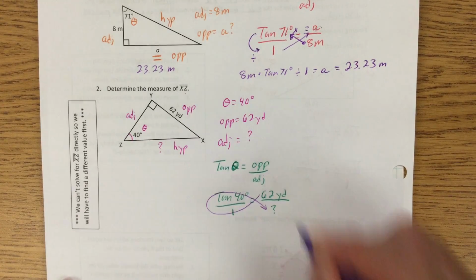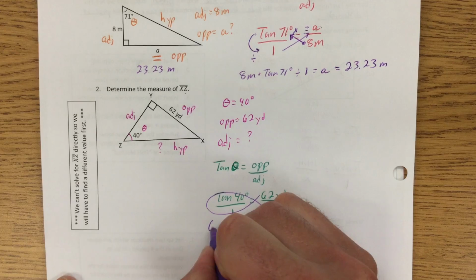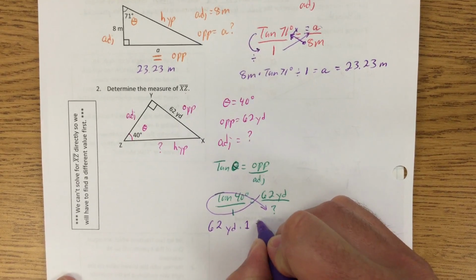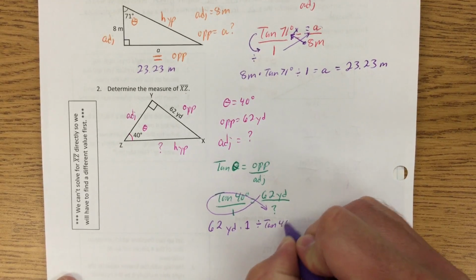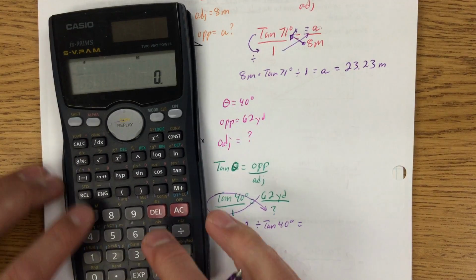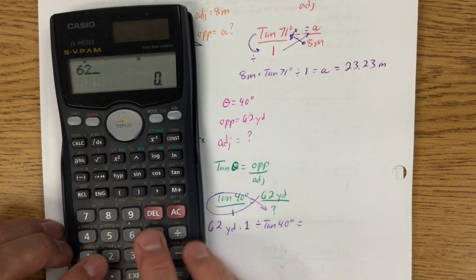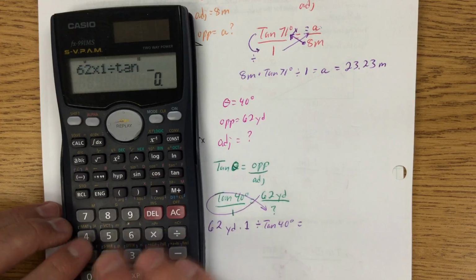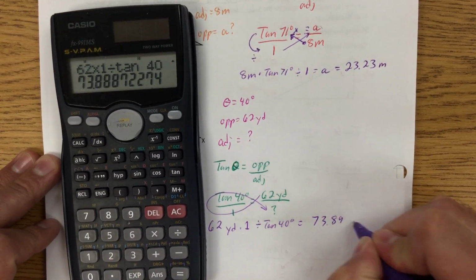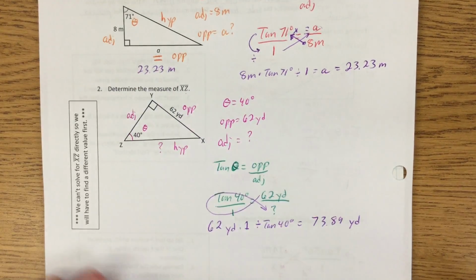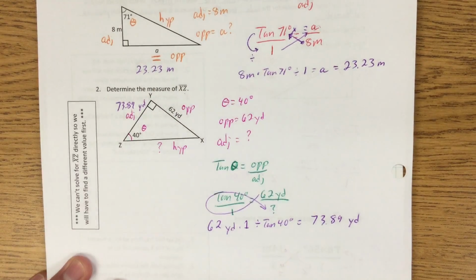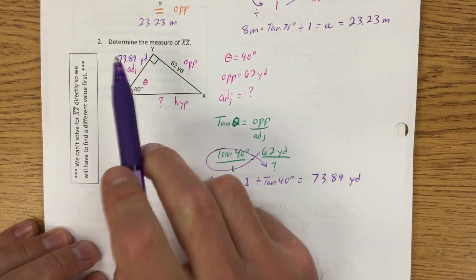Now I'm going to do what I consider to be the fish method right here. 62 yards times 1 divided by tan of 40 degrees is equal to, 62 times 1 divided by tan 40, 73.89 yards. 73.89 yards, and that was rounded. All right, now we know our adjacent side.